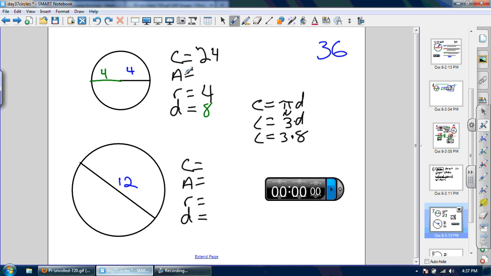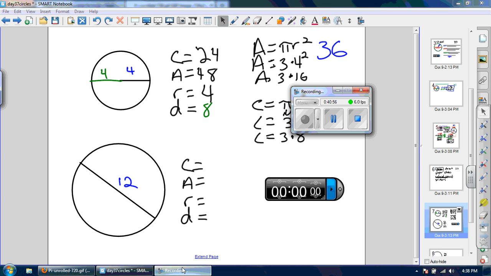Okay, if you wanted to find the area, we said A was pi r squared. So pi we can say is 3. The radius is 4 squared. Order of operations says we have to do the square first, so 4 squared is 16. And times 3, so area equals 48. Because 3 times 16 is 48.